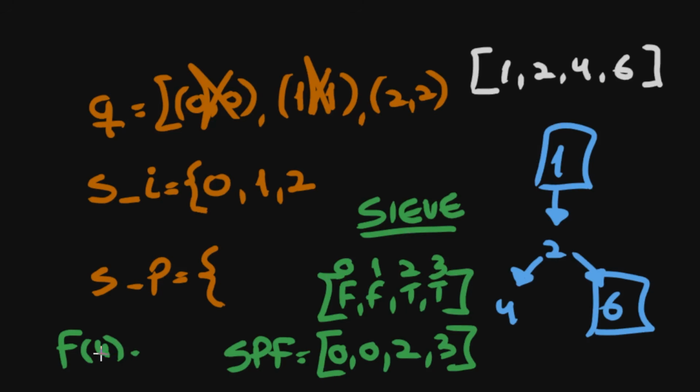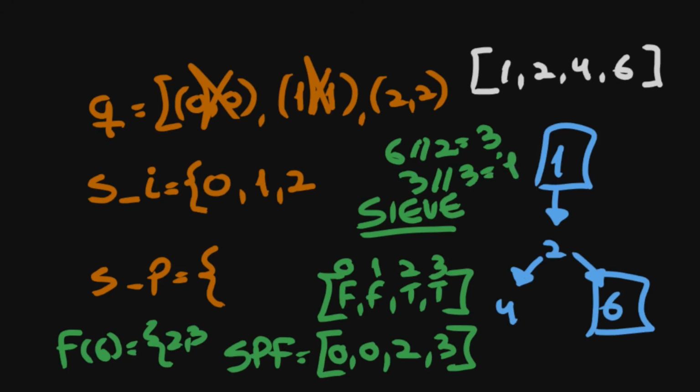Finally, we have 6. So we call the function with 6, and we need to return a set. First, we check what's the value for SPF at index 6, and we know that this is 2. So we add 2 here as a factor, and we need to update this number while it's larger or equal to 2. So we do 6 divided by 2, and this is equal to 3. Now we check what's the value for SPF at index 3, and it's 3. So we add 3 as a factor. We need to update this number. So we do 3 divided by 3. This is equal to 1. Now this is smaller than 2, so we return a set with 2 and 3.